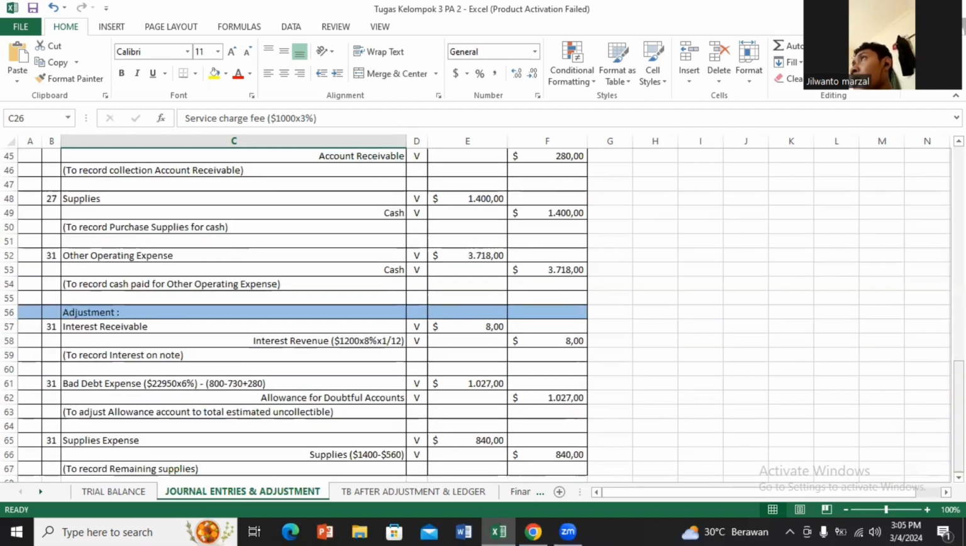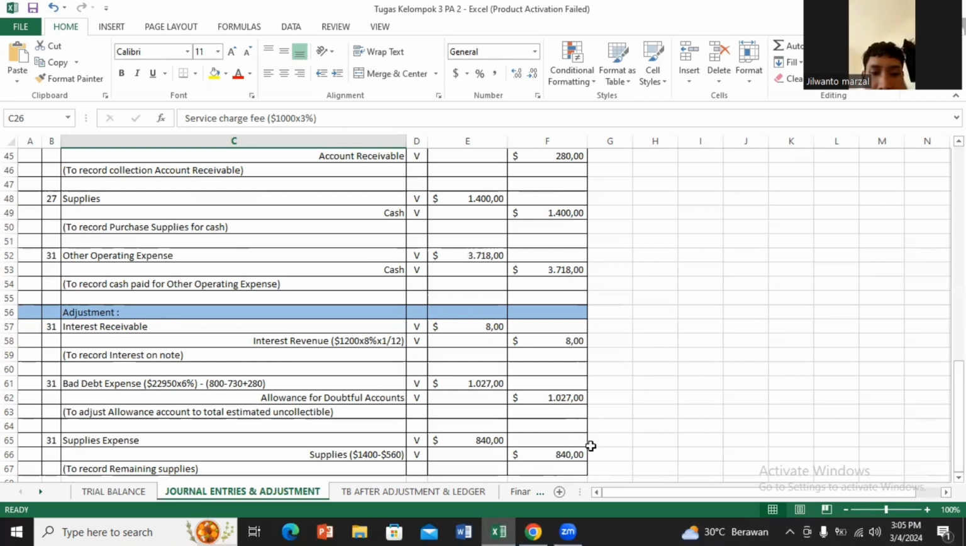So that is $350, and then $1,377 minus $350, we got $1,027. So the journal is bad debt expense in debit $1,027, and then allowance for doubtful account in credit for $1,027.